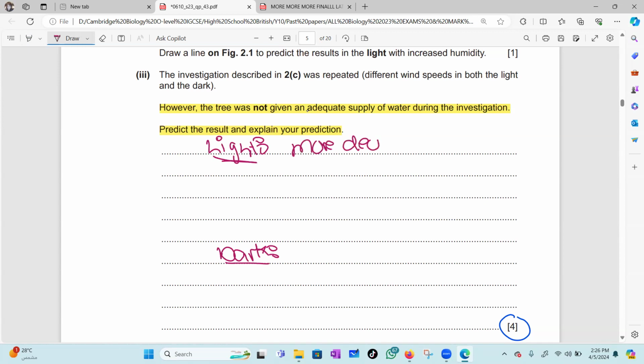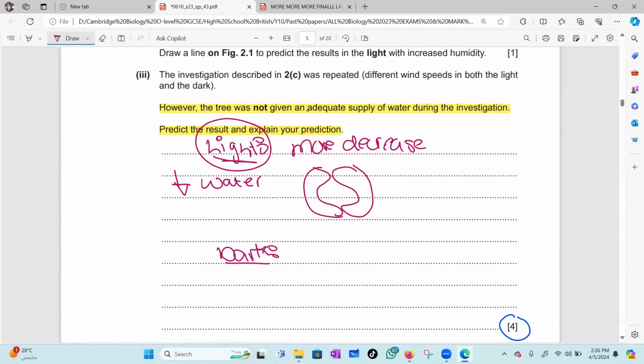Why? Can you explain? Can you tell me why in the light the rate of transpiration will decrease? Excuse me? Wilting. Yes, you are correct. There is little water. So what will happen to the guard cells? Will they become turgid and curve outwards, or will they become flaccid and wilt? They will become flaccid and wilt. Correct. There is little water, so it cannot absorb water because there is no water anyway.